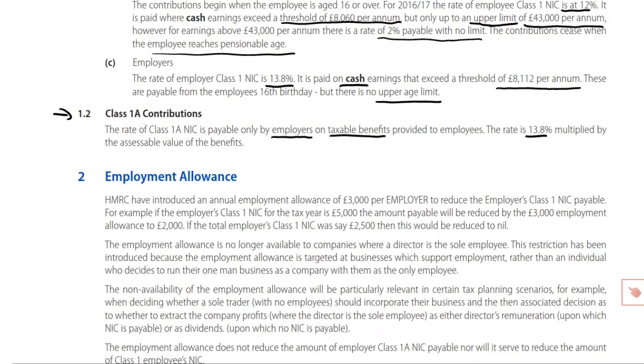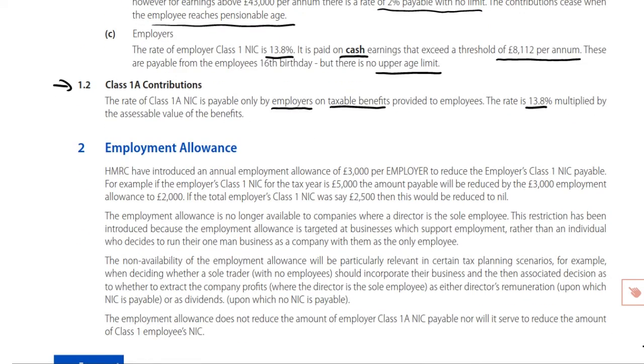Now, something that has come in recent years: Her Majesty's Revenue and Customs, God bless them, HMRC, introduced an annual employment allowance. Now that for our 2016-17 tax year is £3,000 per employer. This is not per employee, this is for the business, per employer, to reduce employers' Class 1 NIC payable.